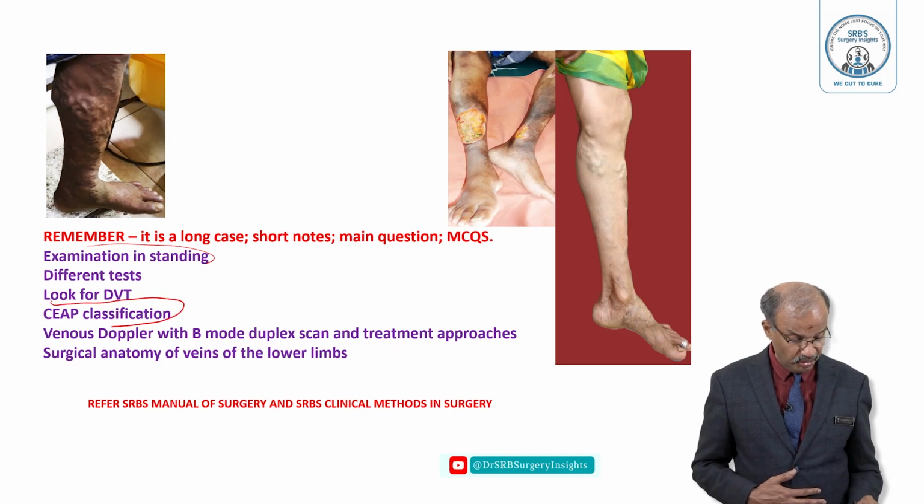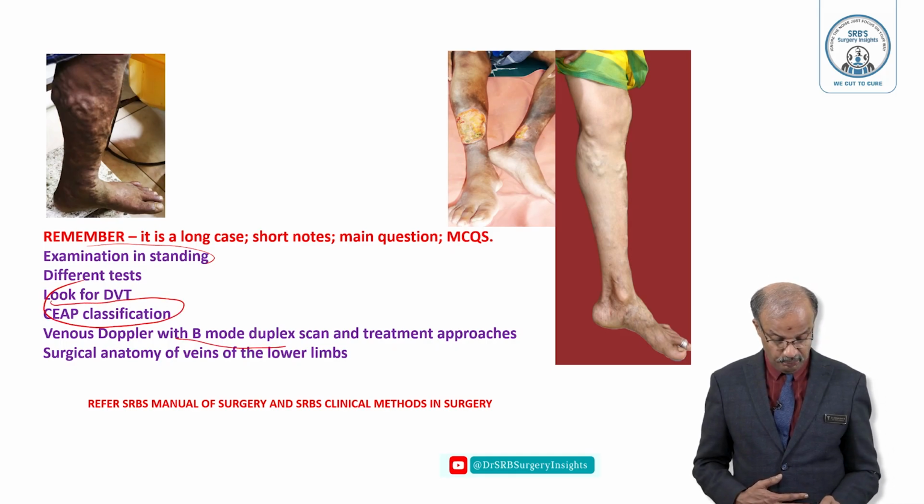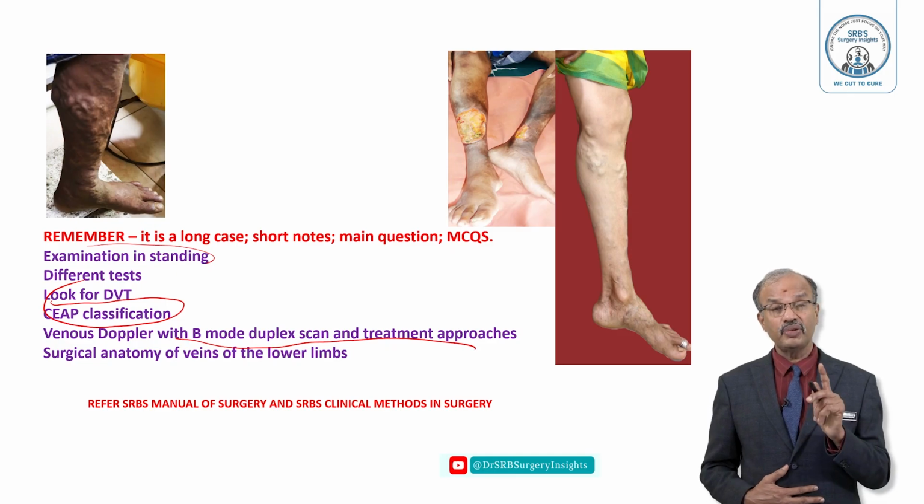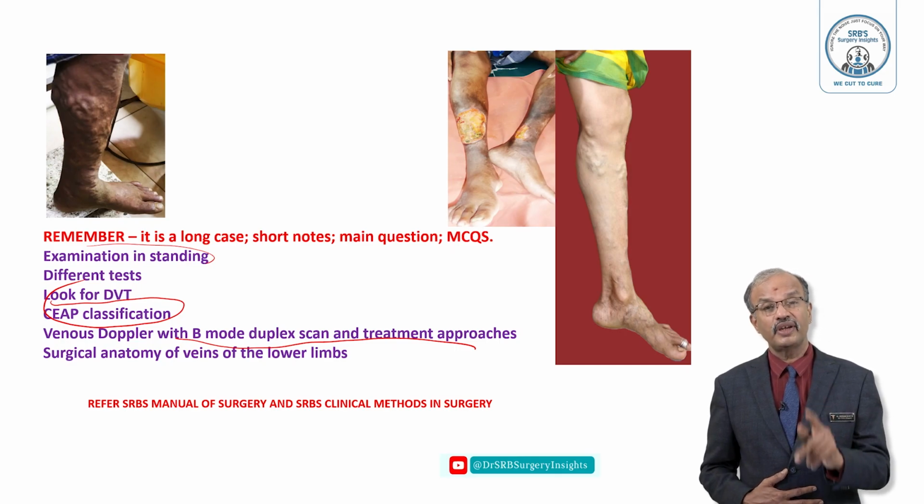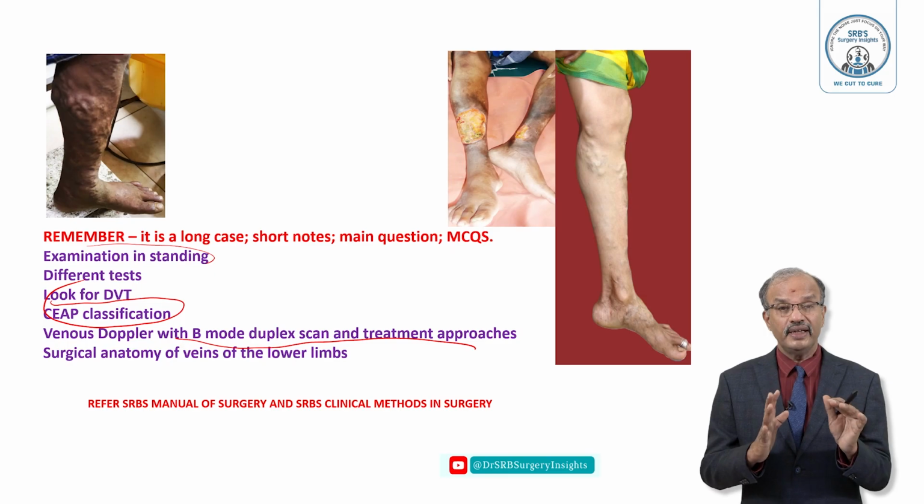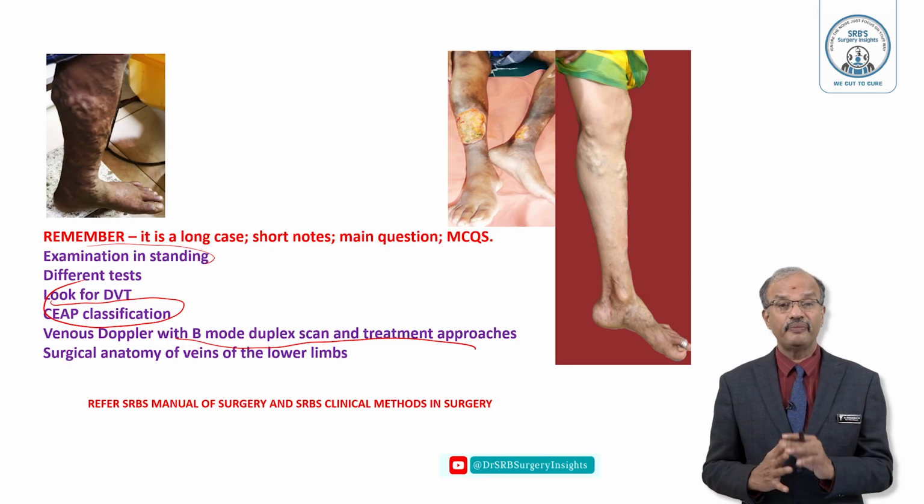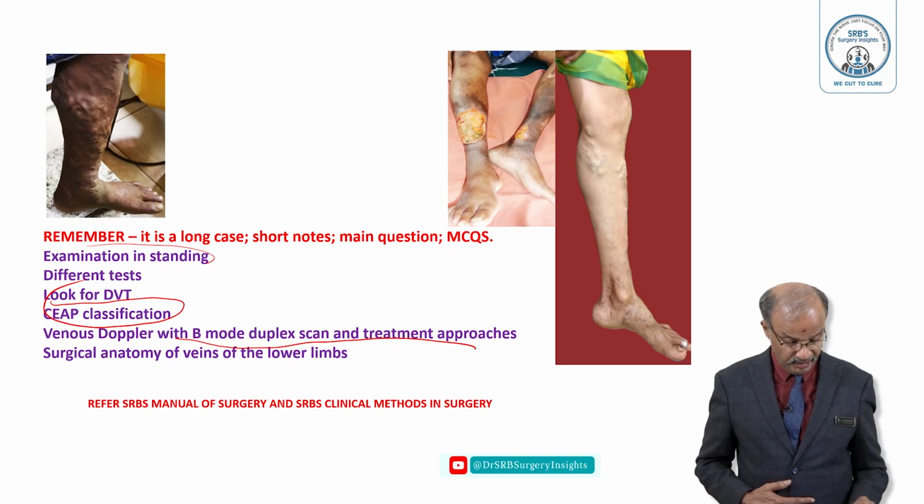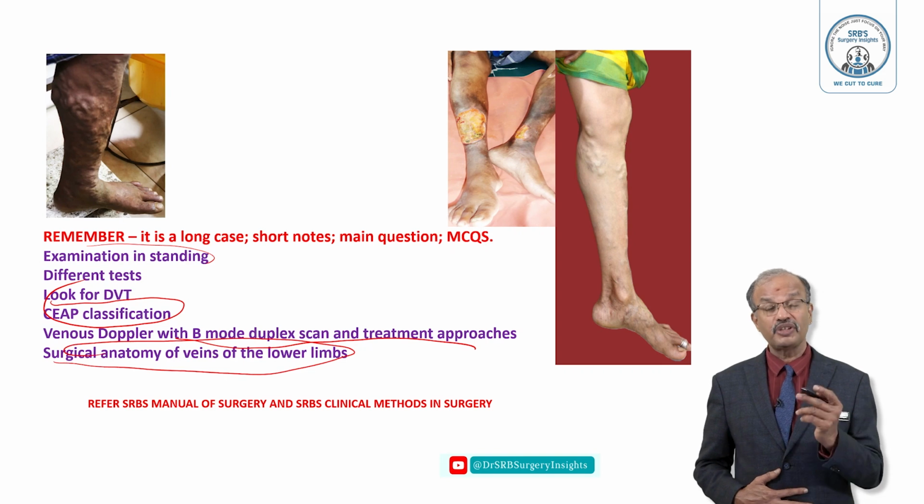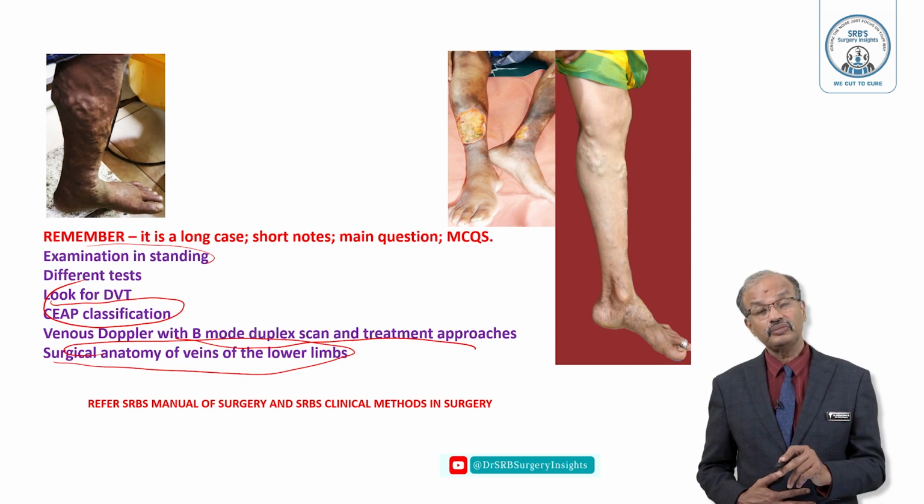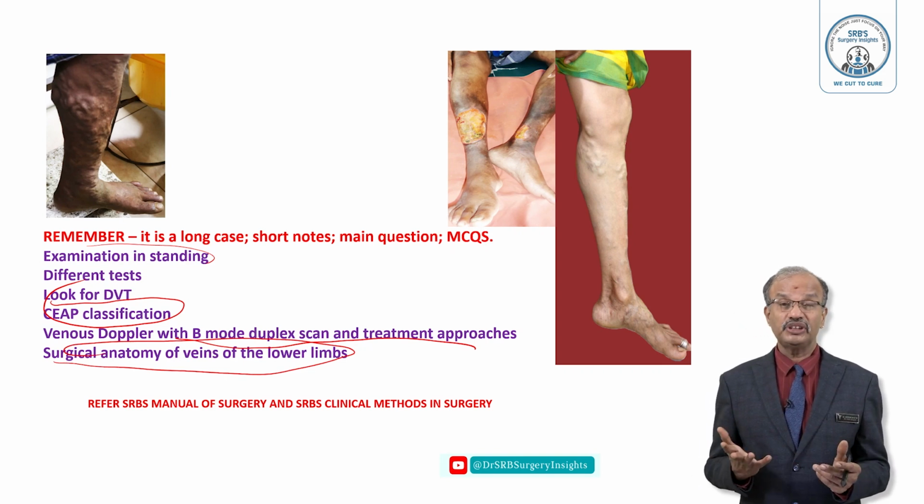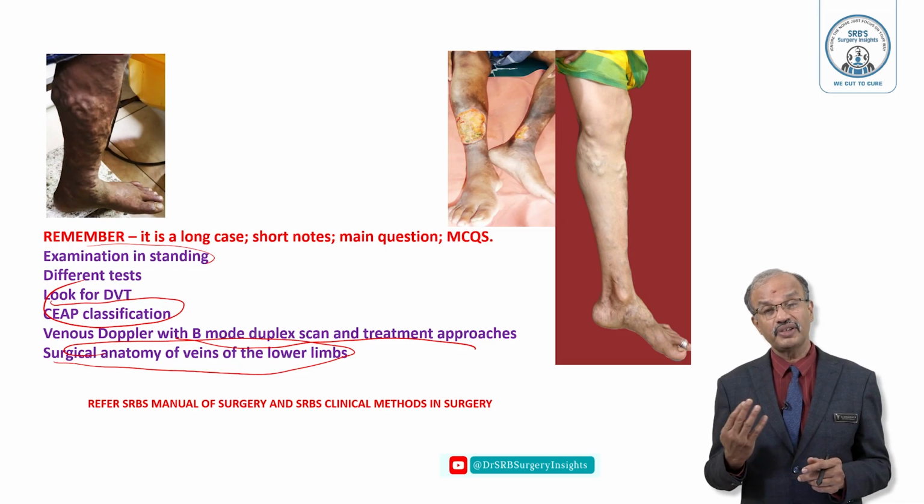CEAP classification is important, already given. B mode Doppler scan: what investigation will you do? Venous Doppler with the B mode Doppler scan, where you look for DVT, perforator level, long saphenous vein, short saphenous vein, communicating veins, the complete venous anatomy. That is called venous hemodynamic mapping. That is what you will do. Of course, surgical interventions are important. Different treatment strategies, old and current. Cosmesis is also important. Complications also should be avoided and should be treated.